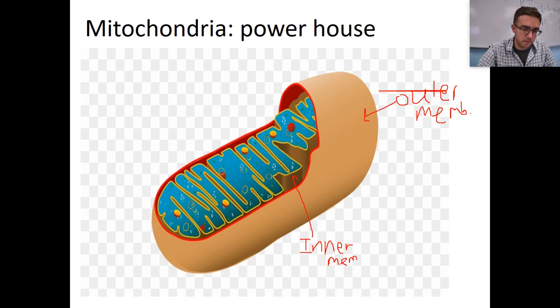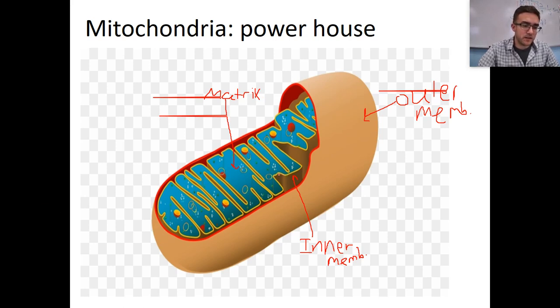And then inside the inner membrane, you see all this blue space here. All this blue space, we call the matrix. Just like the movie, just like Neo, right? It's the matrix. And the matrix is actually where the Krebs cycle is going to happen. So the Krebs cycle is going to happen in the matrix of the mitochondria.